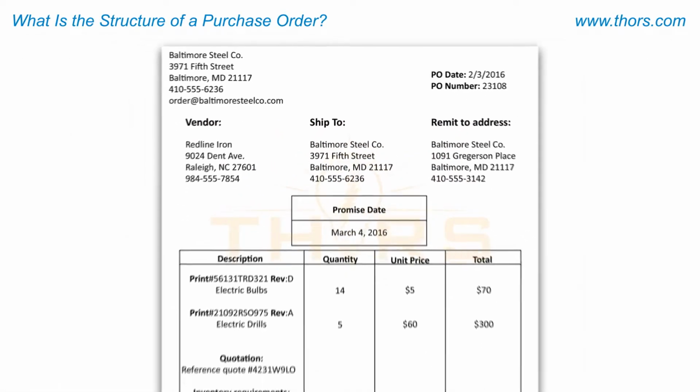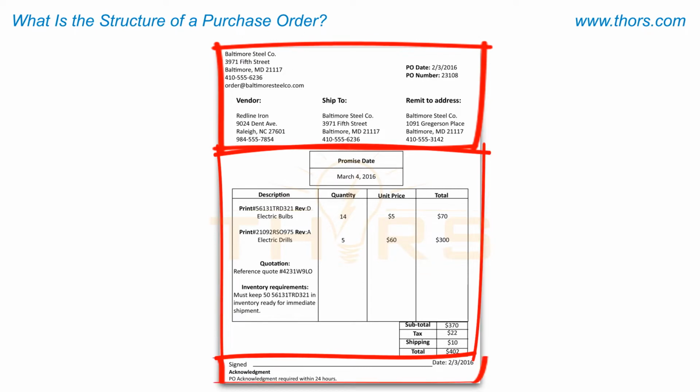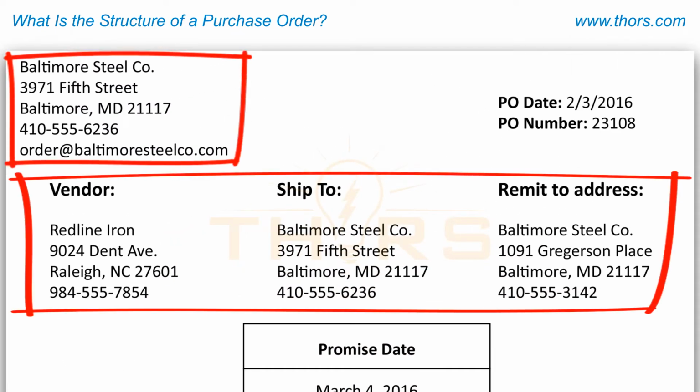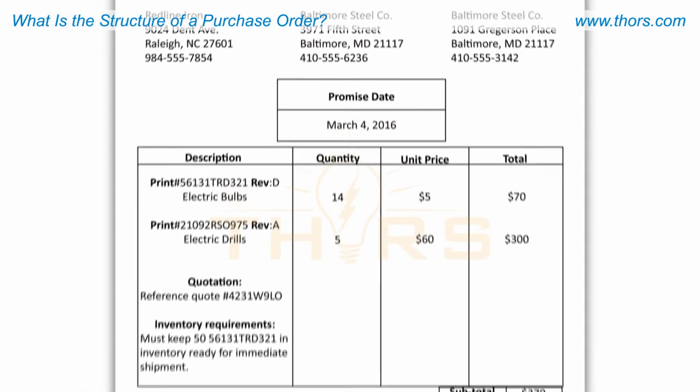Purchase orders have a simple structure that consists of a header, a body, and a footer. Each part of the purchase order contains significant information. The header contains the contact information, the purchase order number, and the purchase order date. The body contains the bulk of the information.